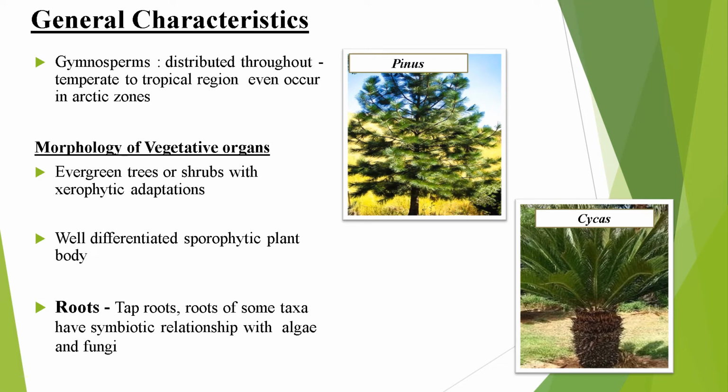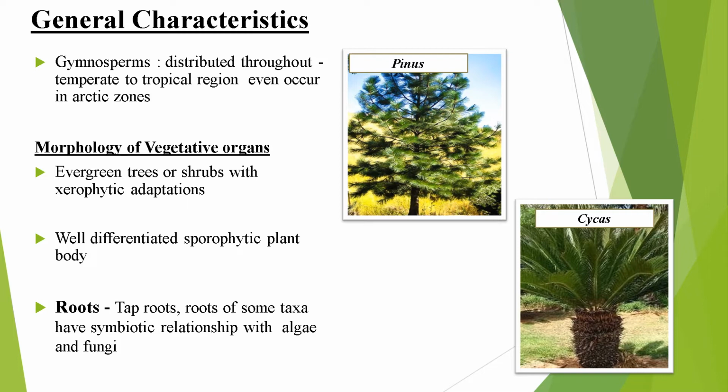For general idea, here you can see the picture of some common gymnosperms. One is of pinus, another is of cycas, out of which cycas are often grown as ornamental plants in gardens. Gymnosperms are xerophytically adapted. For example, in pinus, leaves are needle-shaped with thick cuticle and sunken stomata to prevent water loss. Similar adaptations are also seen in other plant species of this group.